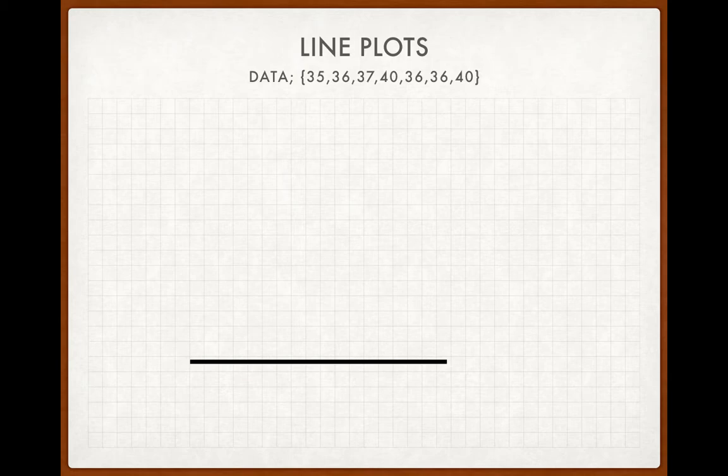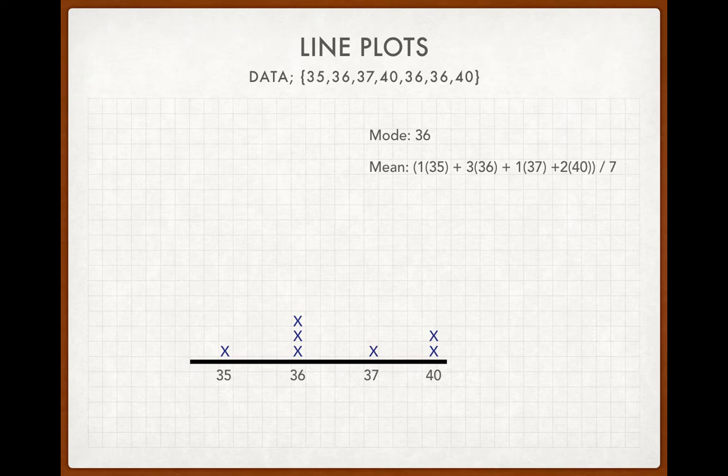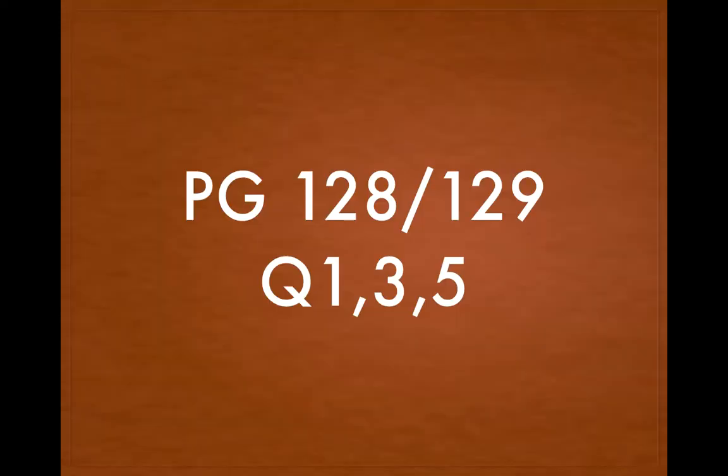Okay, so what are my numbers? I've got 35, 36, 37, and 40. Put those underneath the line plot. And then for every 35 I have, I put an X over the number 35. Every 36 I have, I put an X over it, and so on and so forth. So I have 1 35, 3 36s, 1 37, and 2 40s. And again, we can pick out the mode here, the mode being 36. I've also worked out the mean even. I've got 1 35, 3 36s, 1 37, and 2 40s, and I got 7 numbers in total. Okay, now pause the video, do those questions, and I'm going to go on to bar charts right now.